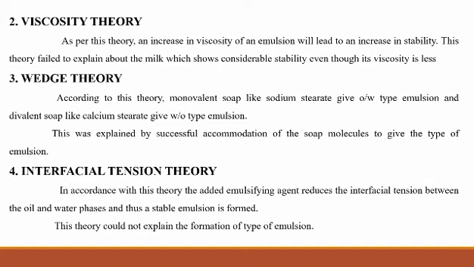This theory is explained by the successful accommodation of the soap molecules, which give the type of emulsions. With the help of the soap molecules, we can easily identify the type of the formed emulsions. Which type of emulsion is formed? This is the wedge theory. According to this theory, the monovalent soap will form oil in water type emulsions, and the divalent soap will form water in oil type emulsion.